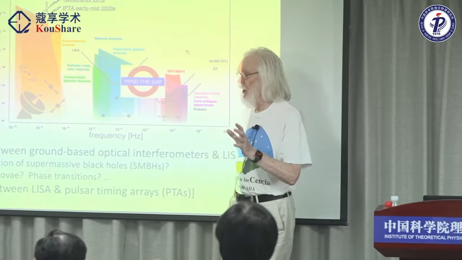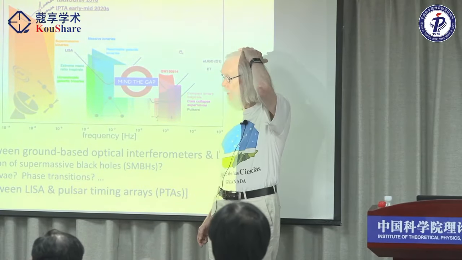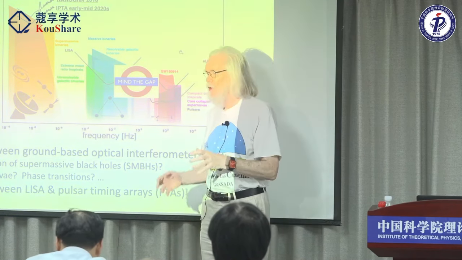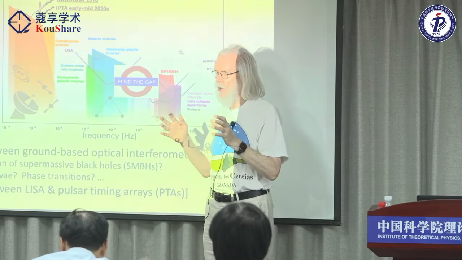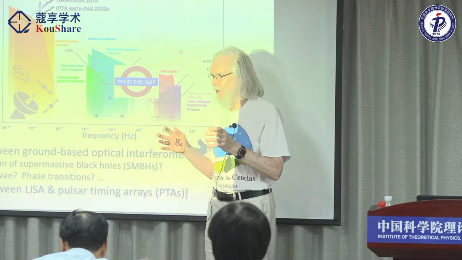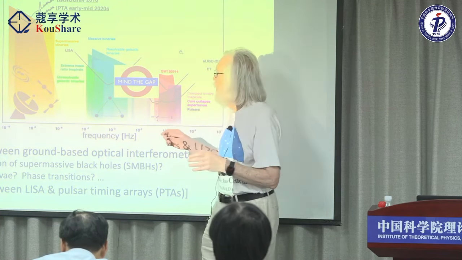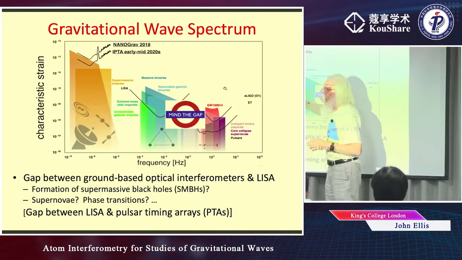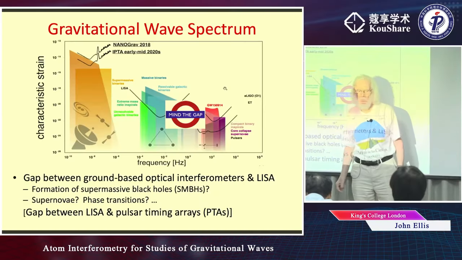But I might mention that there are similar ideas proposed by the Stanford group, Peter Graham and collaborators, that you could put detectors on asteroids, and they would give you sensitivity in this range over here. Yeah, I know this paper.